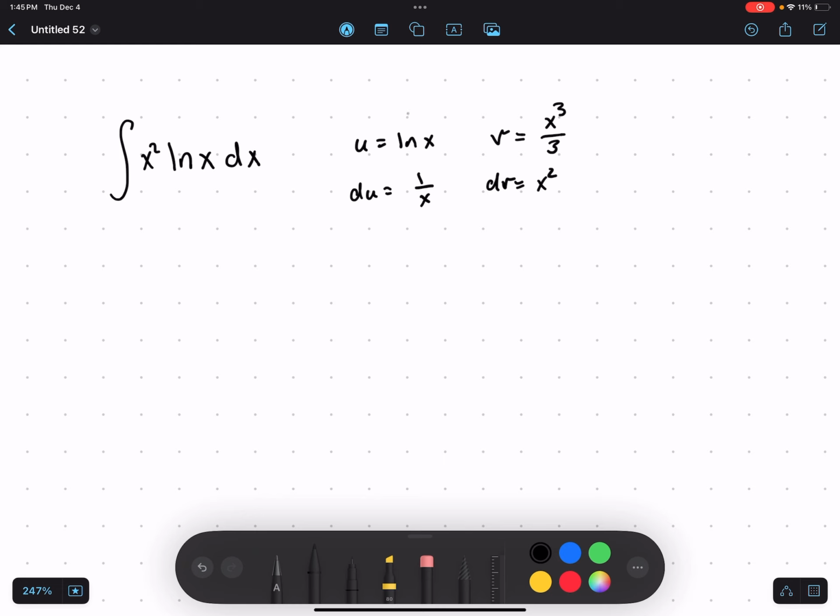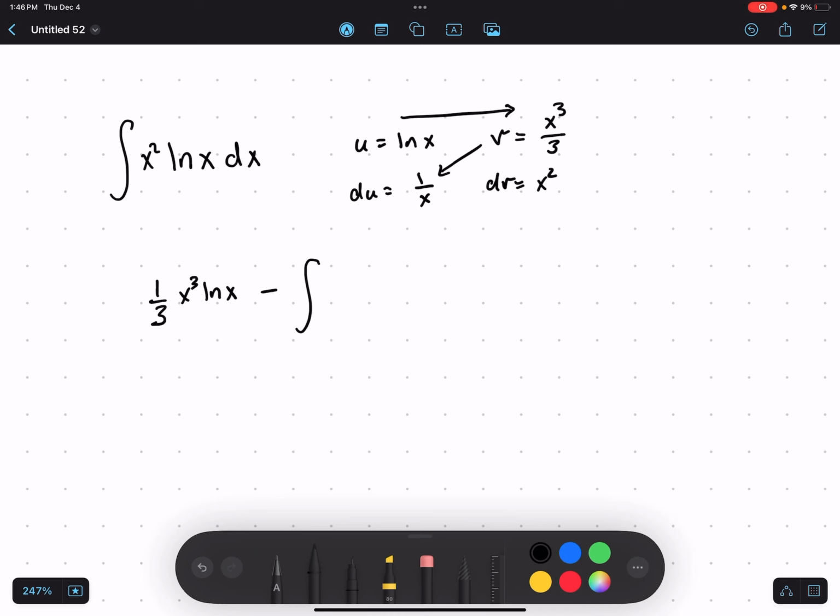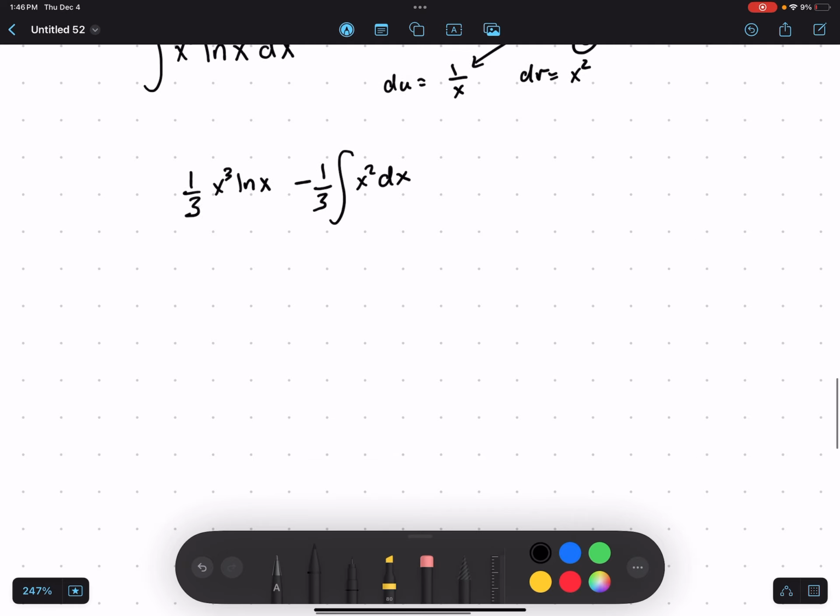And now we'll follow our pattern. We'll go across u to v, and we'll say 1/3, or you could just put the whole thing over 3, x cubed ln x minus the integral from v down to du. So we'll pull this 3 out front like this, 1/3, and then x cubed over x is actually just x squared dx. And so now we need to simplify, and I will just put all of this over that 3. So we'll say x cubed ln x over 3 just to make it a little bit cleaner.